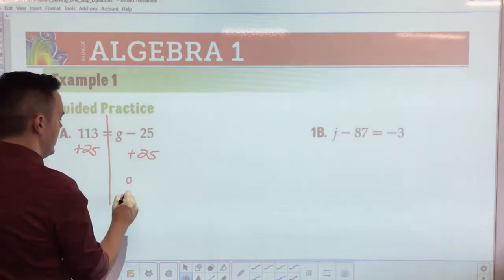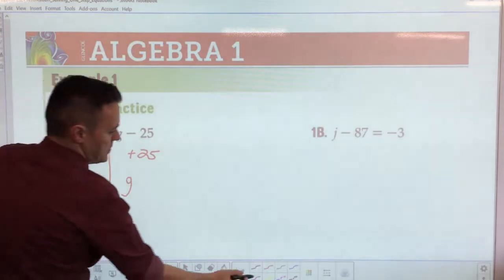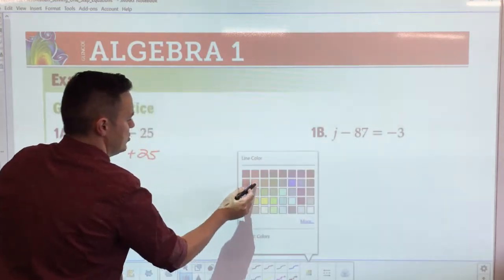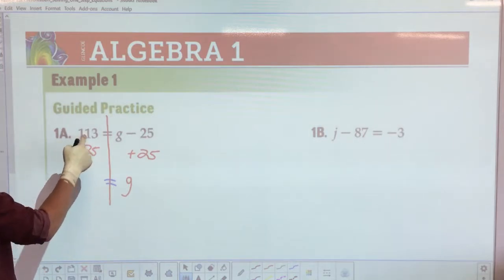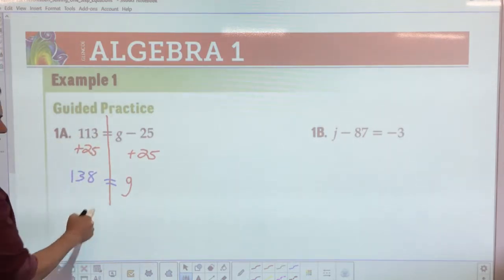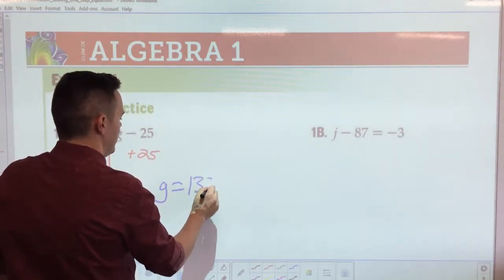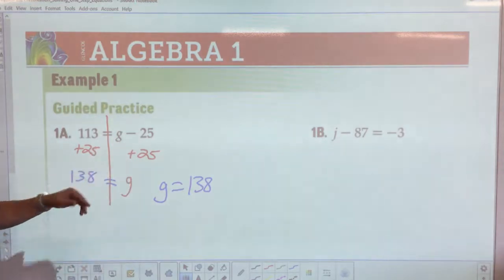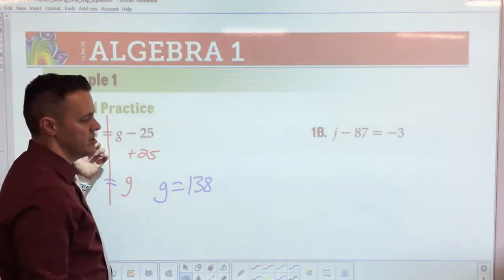So, if we do that, we get G equals, oh, let me change that up. Change the color to, let's go blue. So G equals, and then what would be 113 plus 25? 138. Now, that looks funky if you don't like seeing that. It's G equals 138. Okay? You can plug it back in. If I plugged in 138 here, 138 minus 25 is 113.